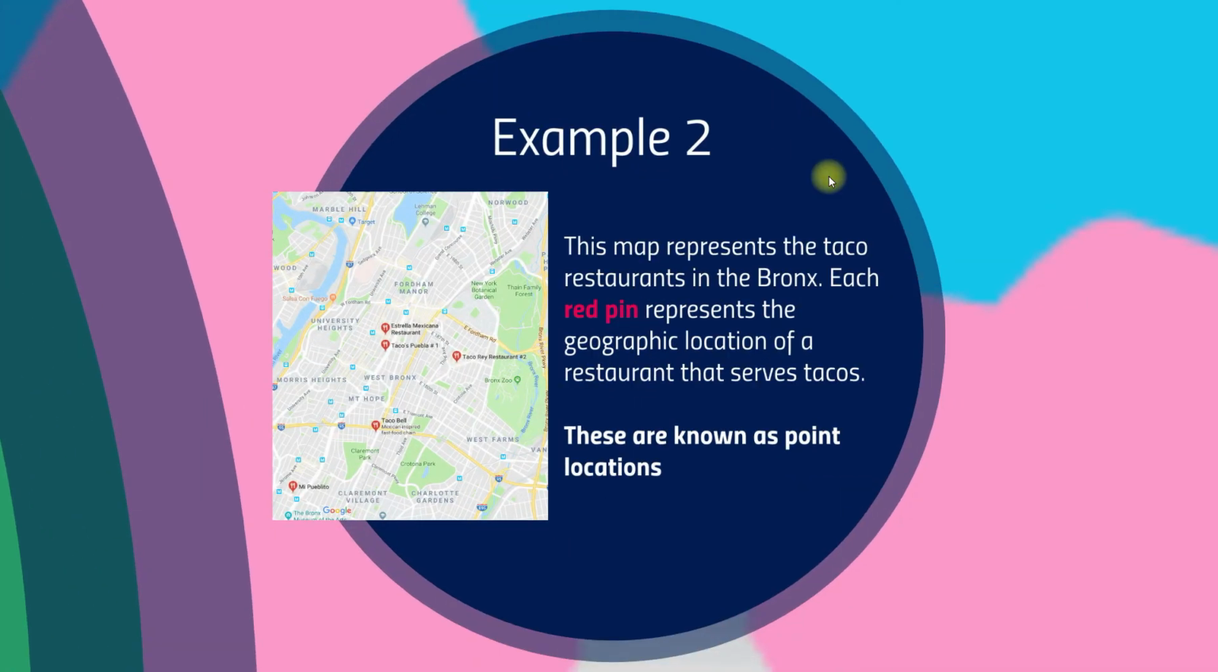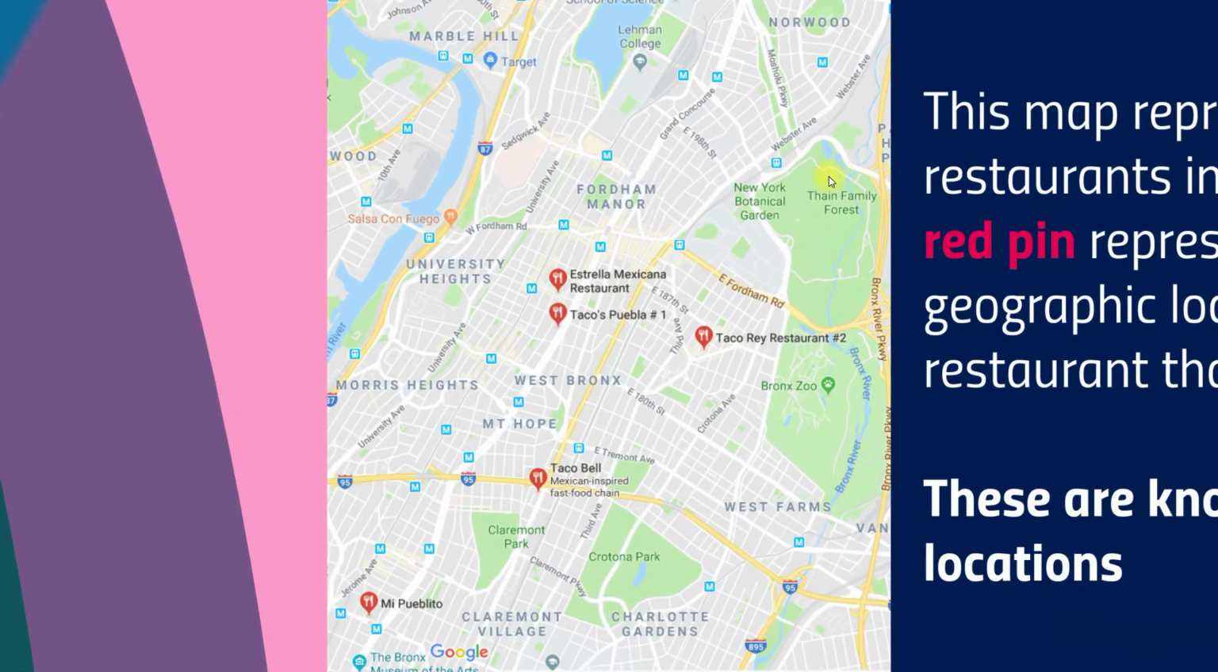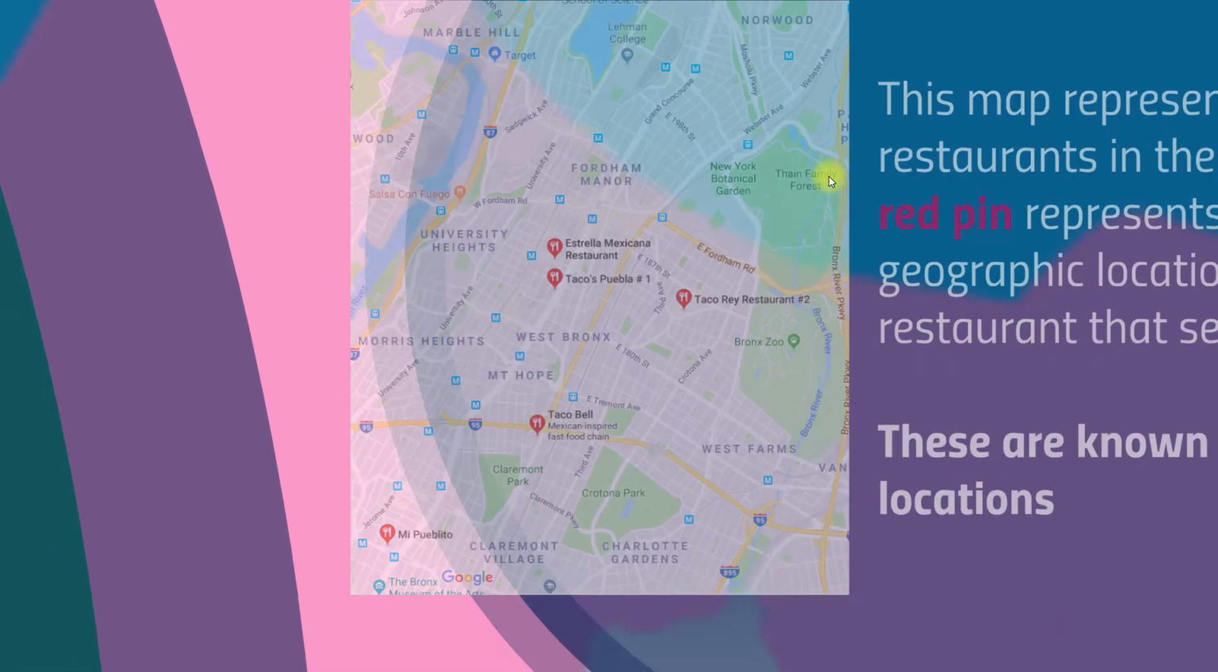Another example, the red pin. The red pins mark restaurants that serve tacos. These are known as point locations. So here you can see them.